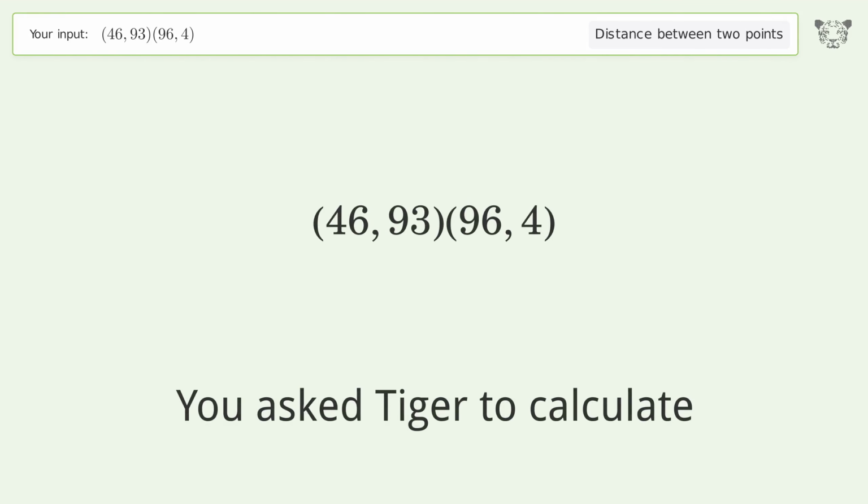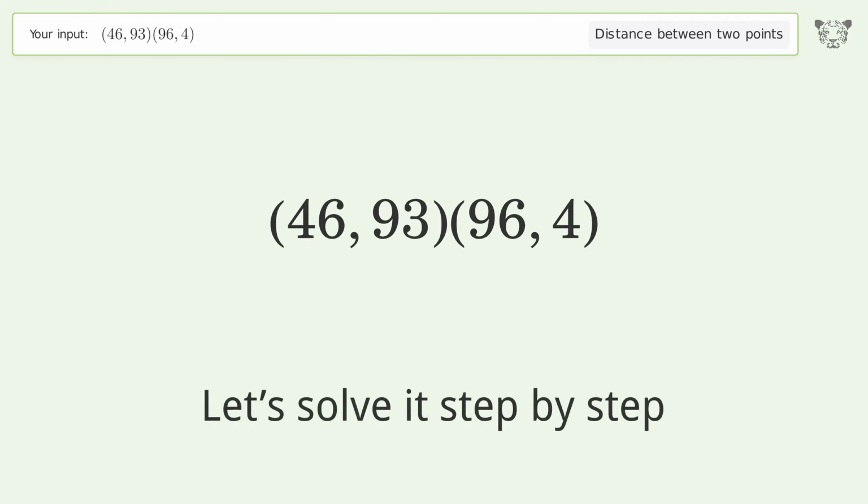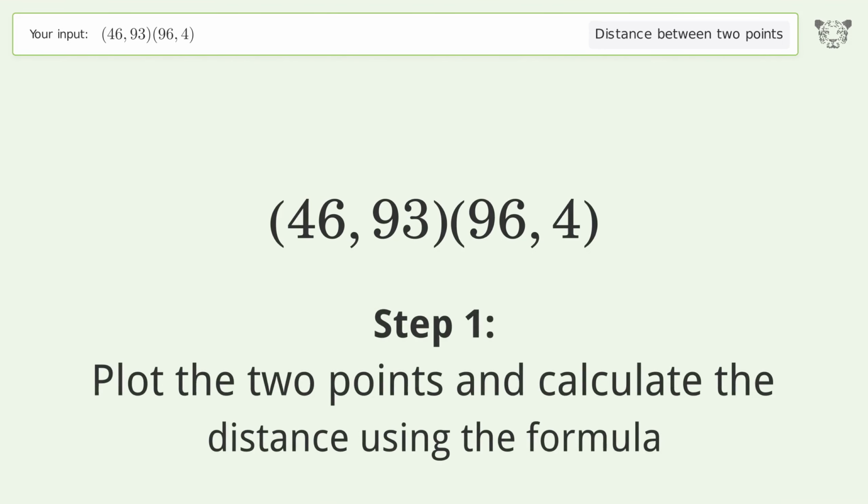You ask Tiger to calculate. This deals with the distance between two points. The distance between the two points is the square root of 10,421, or 102.083. Let's solve it step by step. Plot the two points and calculate the distance using the formula.